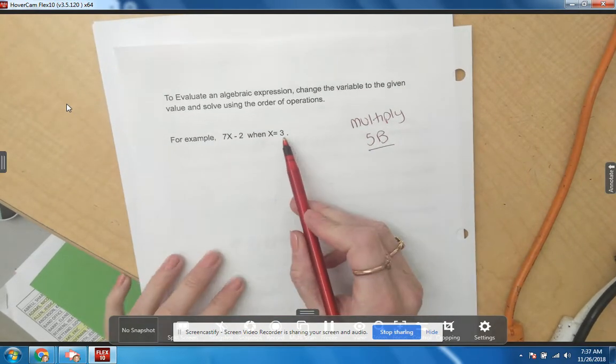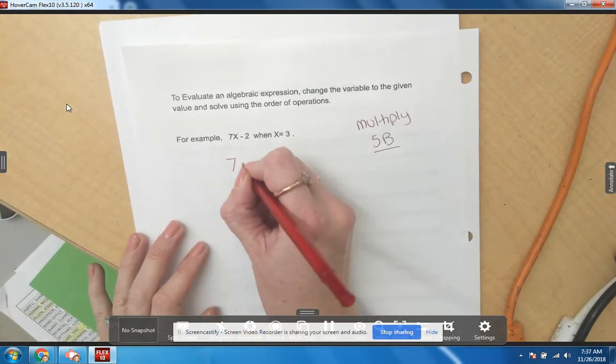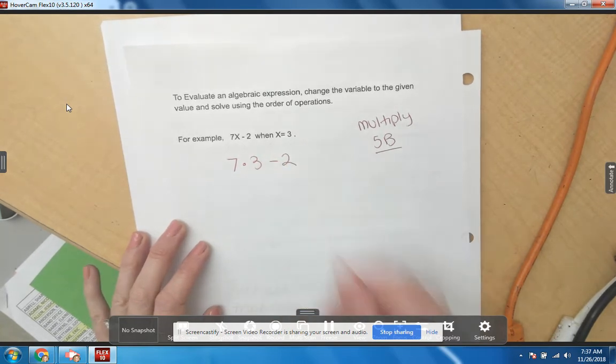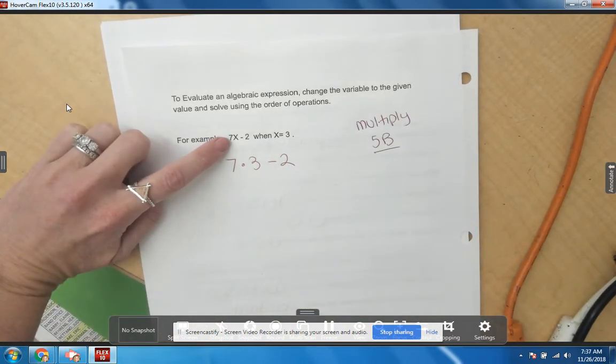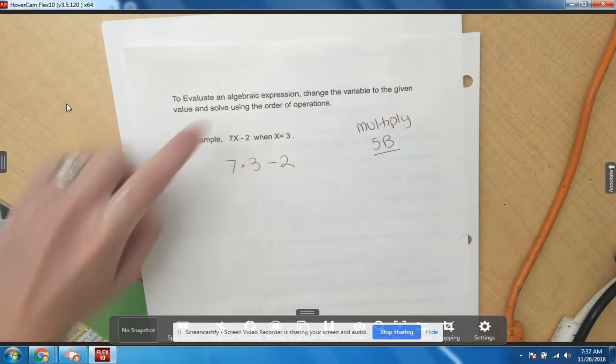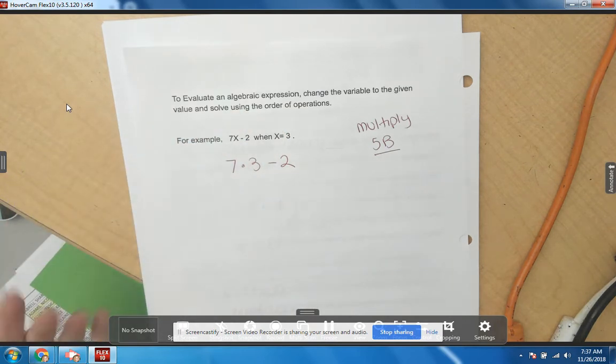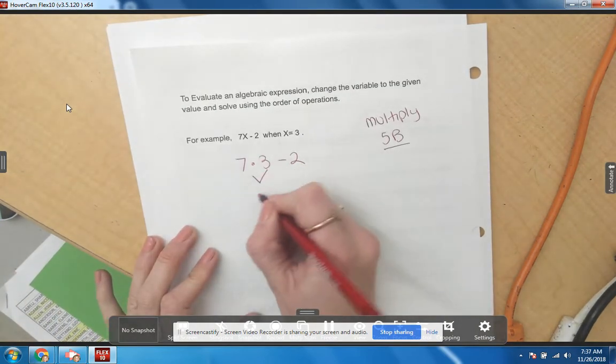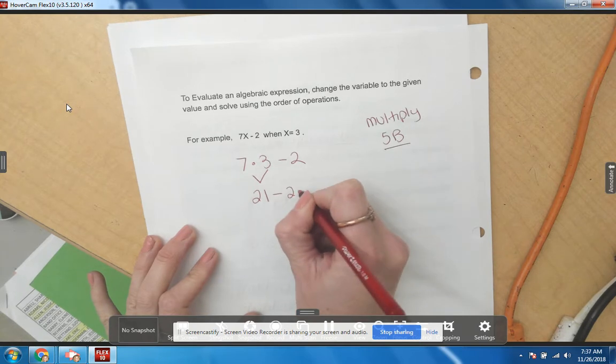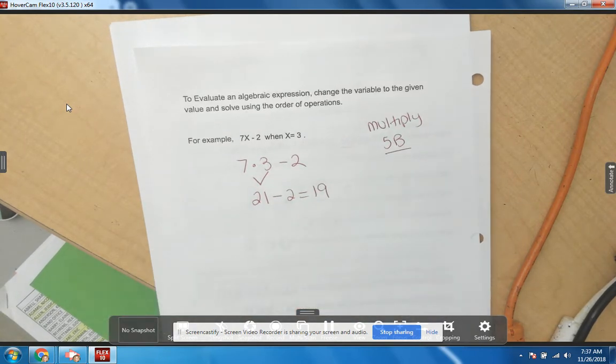So they're telling us x equals 3. So I'm going to rewrite it as 7 times 3 minus 2. 7x means 7 times whatever x is. X equals 3. Now I do order of operations, so I'm doing PEMDAS. Multiplication would be first. So 21 minus 2, which would be 19.